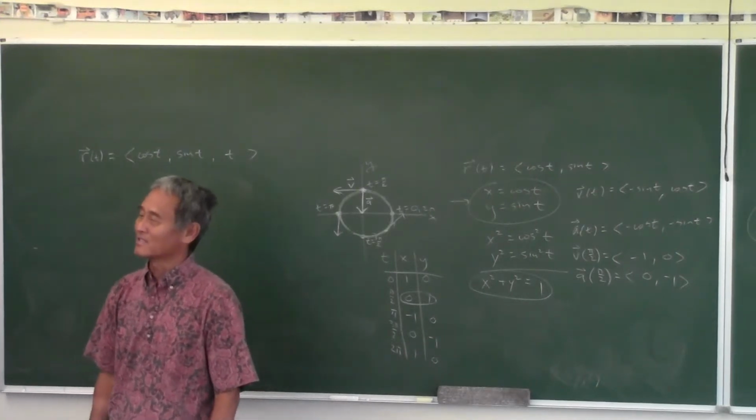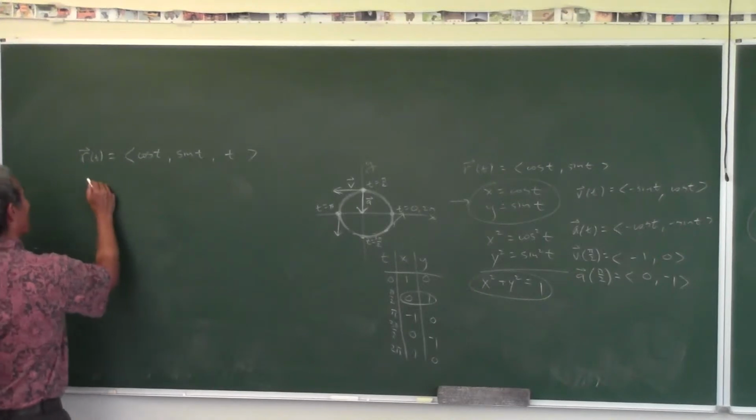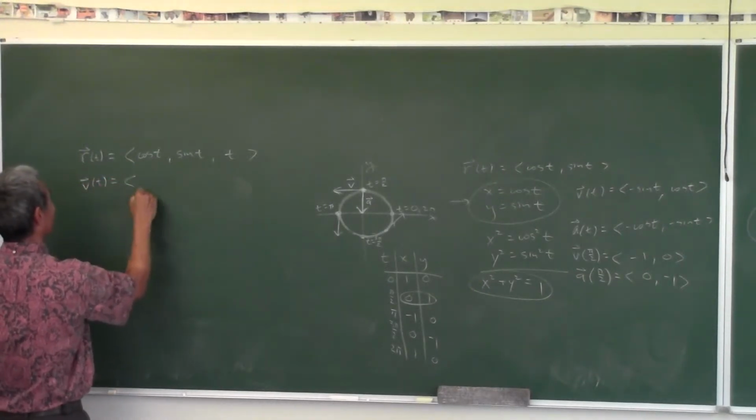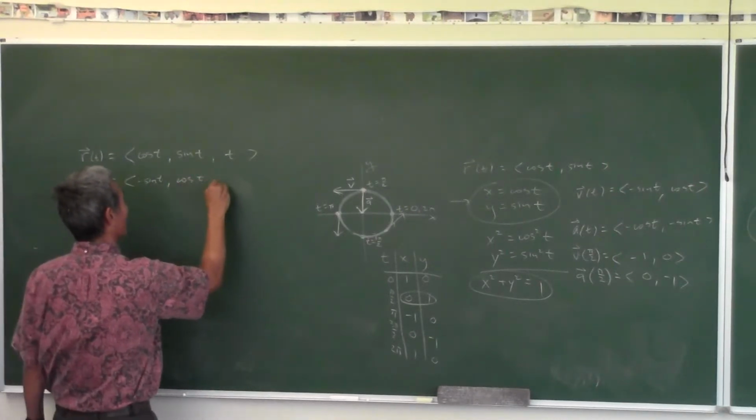Oh, this is just nonsense. Look how easy this is. So, what would the velocity vector of this be? Negative sine t, cosine t, 1.